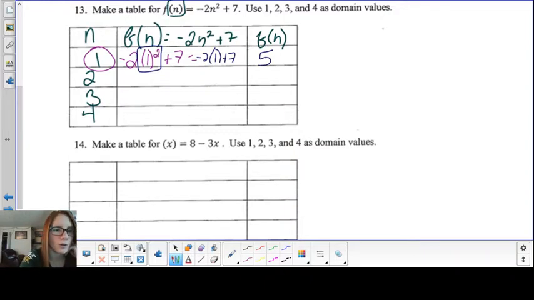Okay, let's do 2 now. So I have -2 times 2 squared plus 7. 2 times 2 is 4. So I have -2 times 4 plus 7. Well, -2 times 4 is -8. And negative 8 plus 7 is a negative 1.